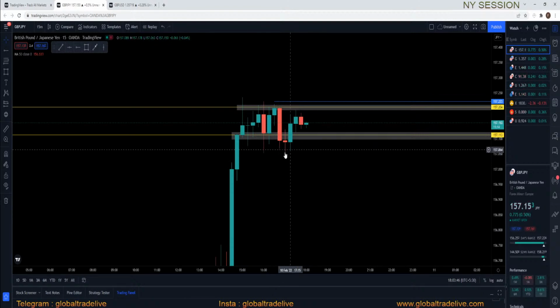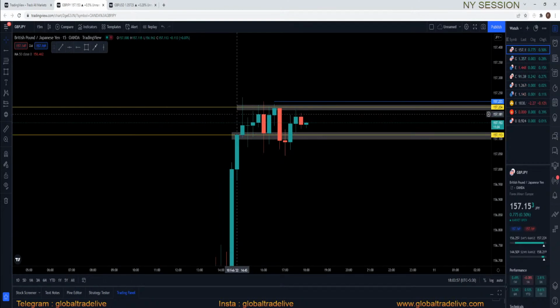And it didn't work out, so I managed the risk. So the original stop loss was about like 8-9 pips, and my loss I booked was about 5 pips, so I saved around 4 pips in that trade.